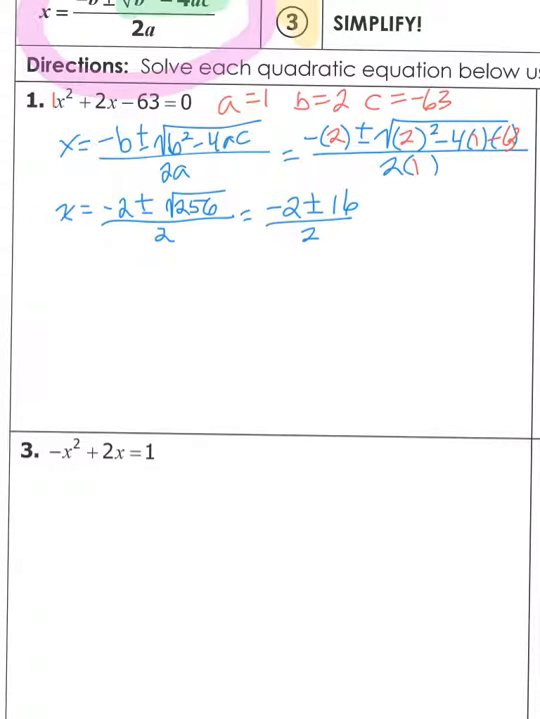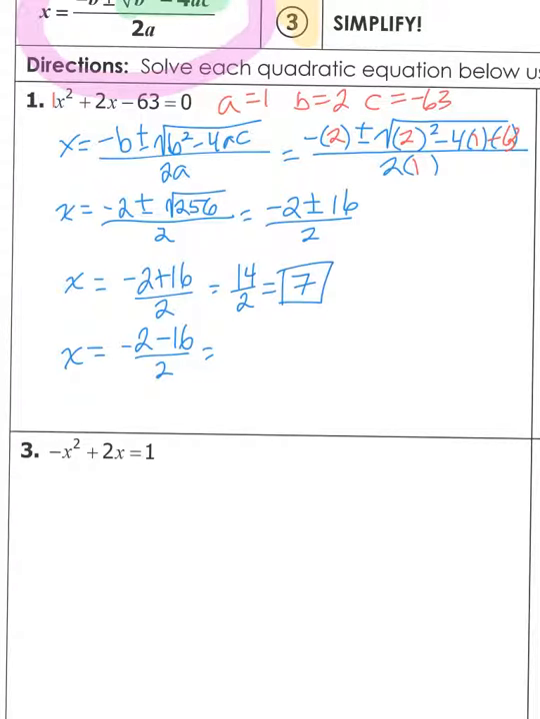So the two answers that you're going to get, I'm going to break this apart. One answer is going to be negative 2 plus 16 divided by 2. And the other answer is going to be negative 2 minus 16 divided by 2. So negative 2 plus 16 is 14, divided by 2 is 7. So here's one answer. And then negative 2 minus 16 is negative 18, divided by 2 is negative 9. There is your second answer.